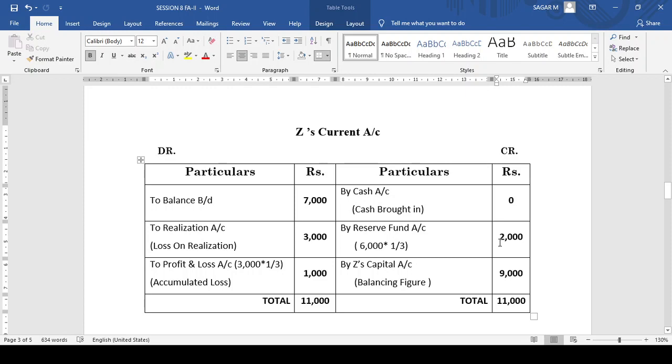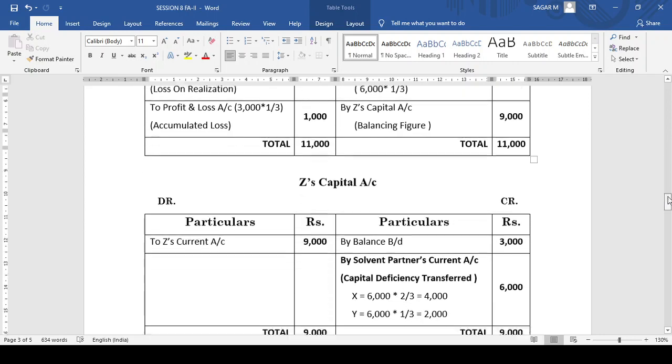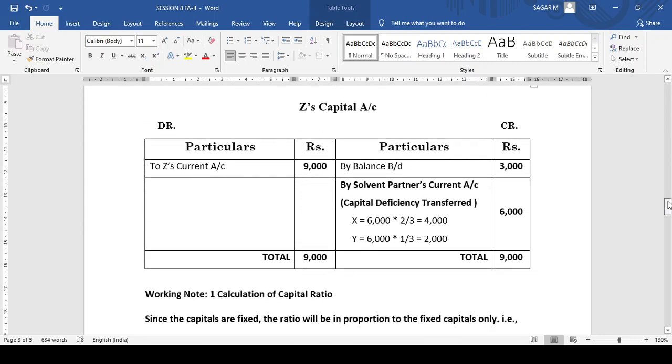We have only one item on the credit side, that is reserves, to be deducted out of 11,000. The difference we are going to get is 9,000 rupees. So this 9,000 to be transferred to Z's capital. So this is to be transferred to Z's capital account. After this, we need to prepare Z's capital account.